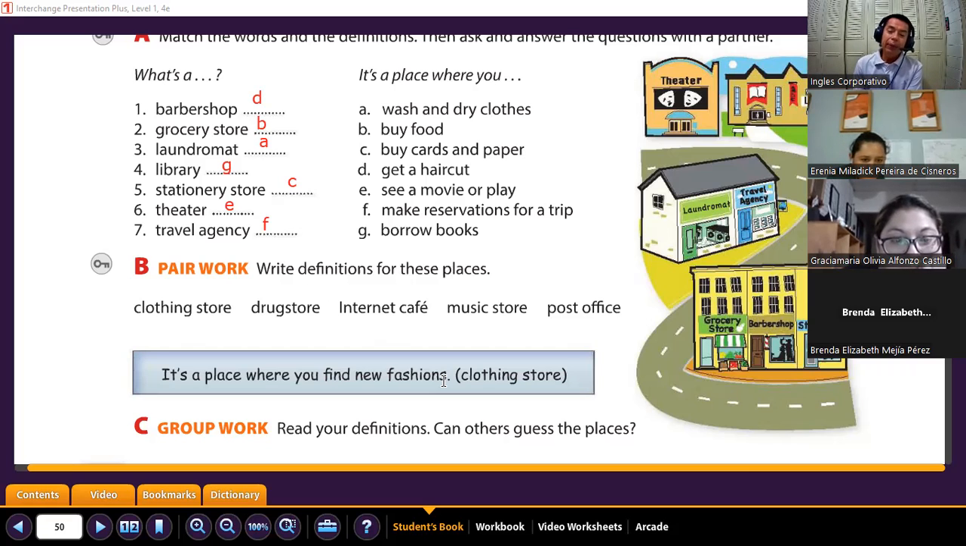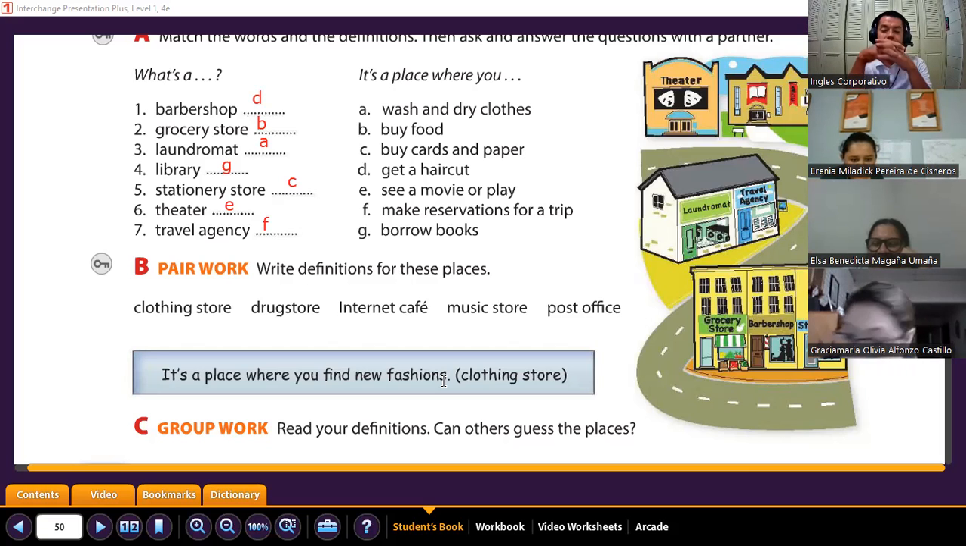Good. And we can make many examples, right? But I will make another question. Elsa, what's a pupuseria? It's a beautiful place, teacher. It's a place where you can buy pupusas. Yeah, very good. Very popular in El Salvador, right? What's a chilateria?